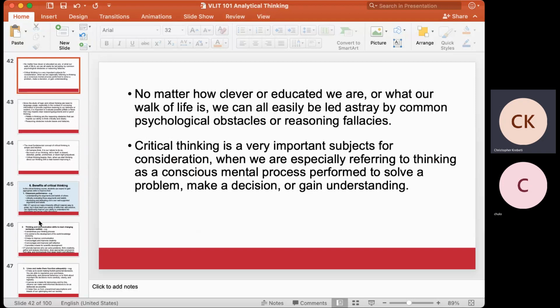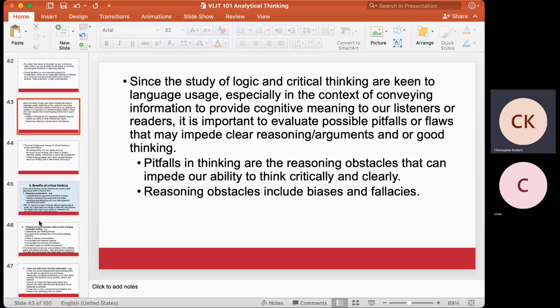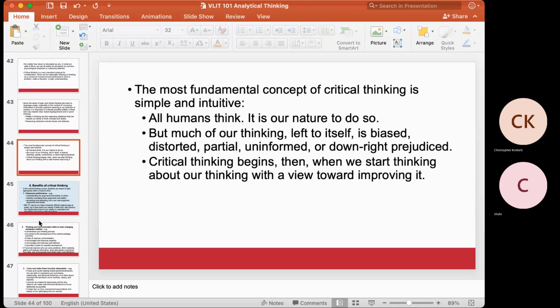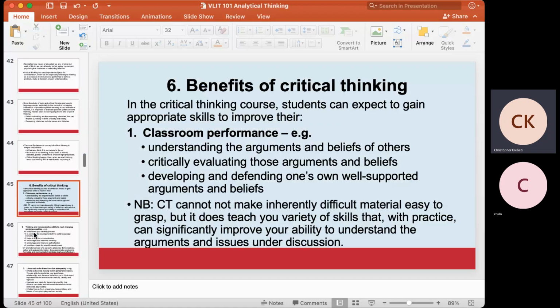So critical thinking is important. It is a very important subject for consideration when we are especially referring to thinking as a conscious mental process performed to solve a problem, make a decision, or gain understanding. Since we need to study all of these, there are so many other things that when we are able to learn critical thinking, we avoid. For example, we will not commit fallacies, we will not fall for biases, etc. What are some of the benefits of studying critical thinking?